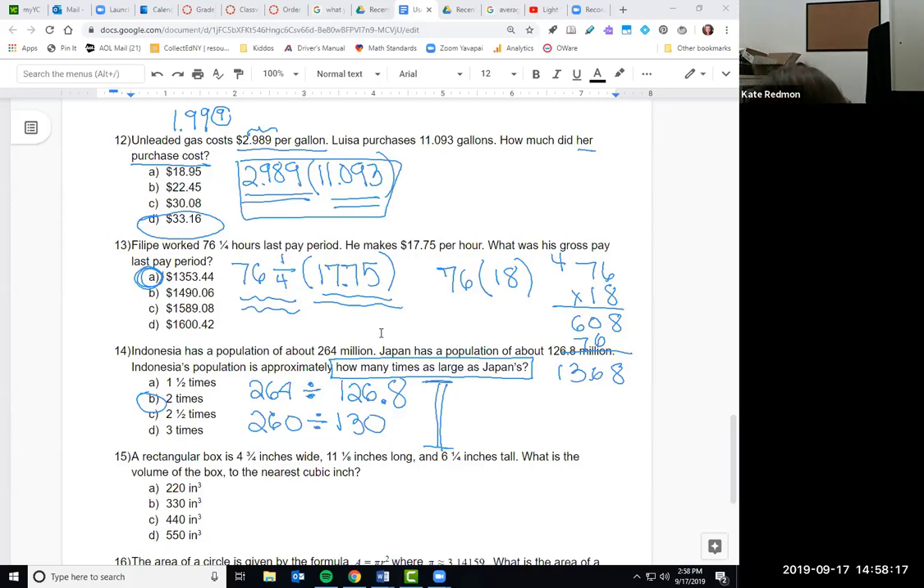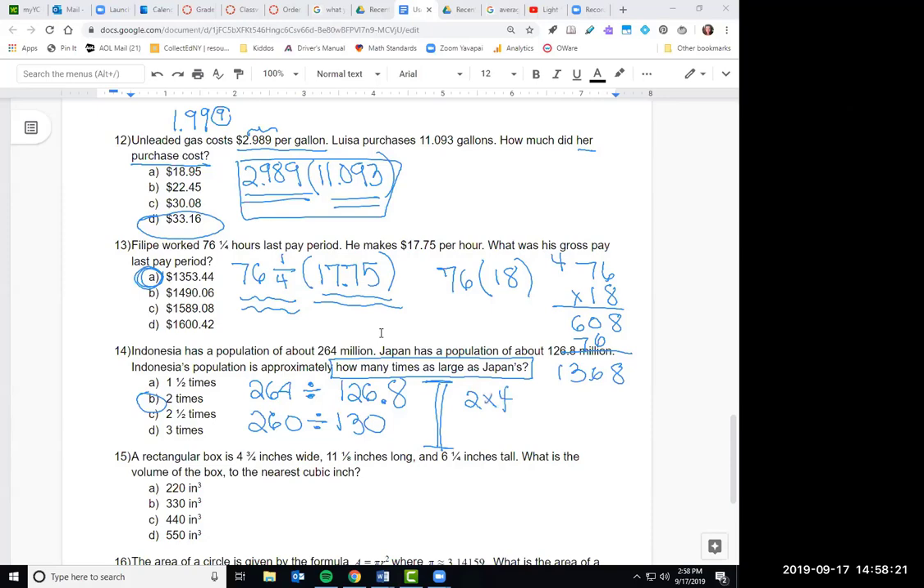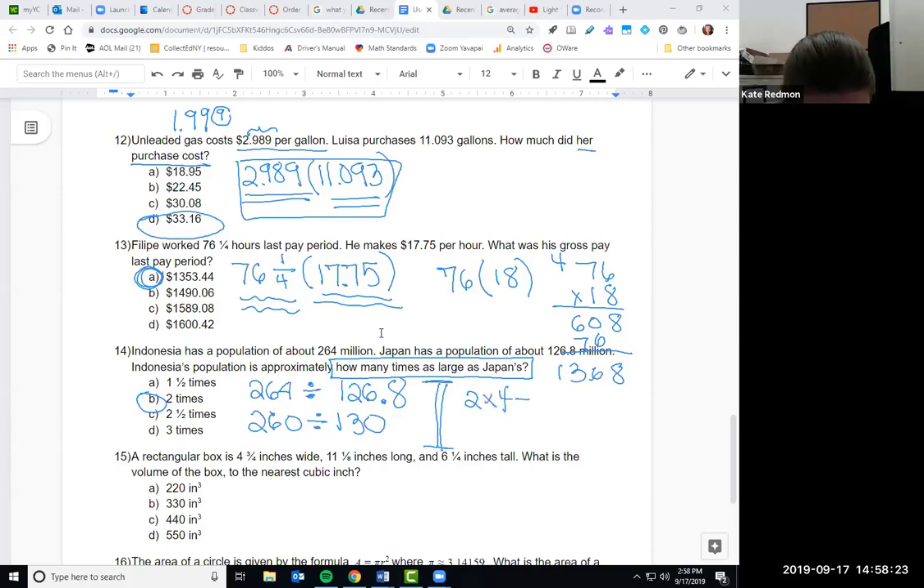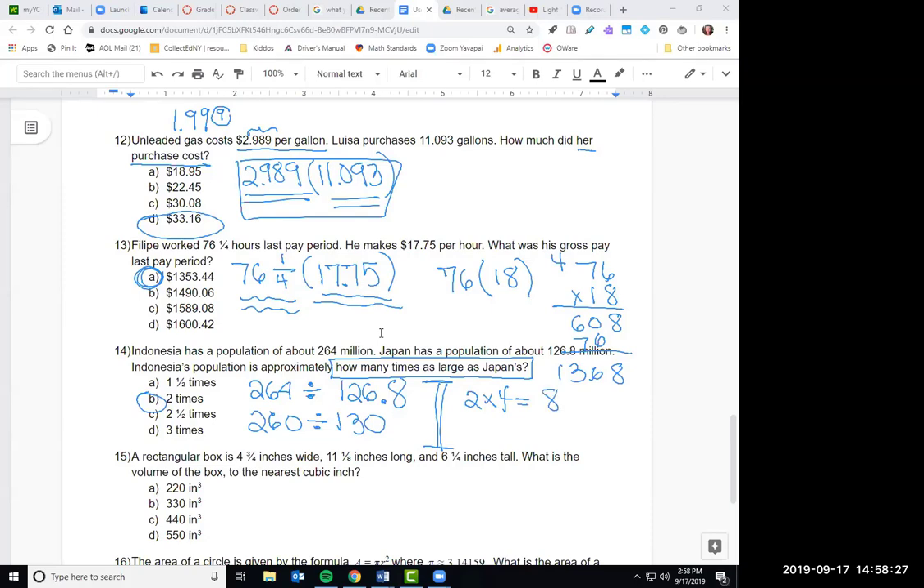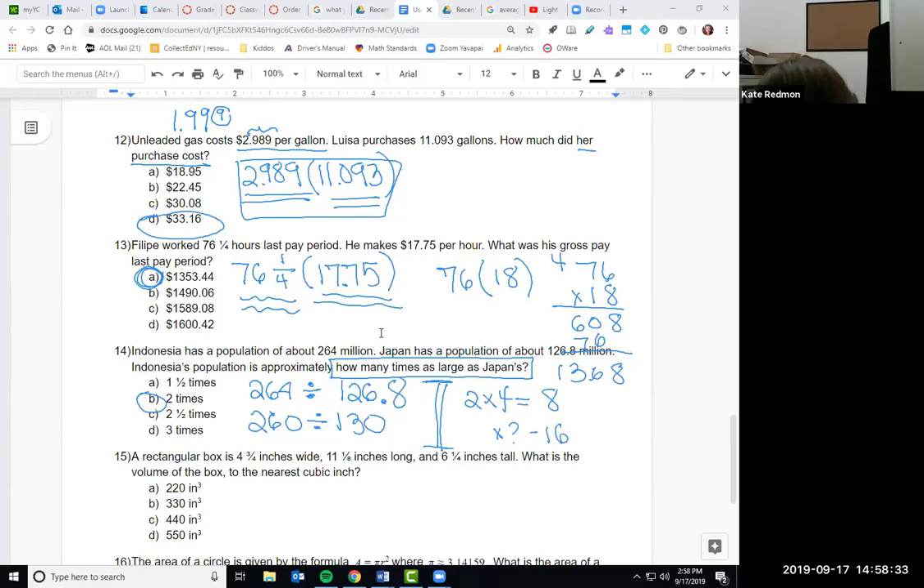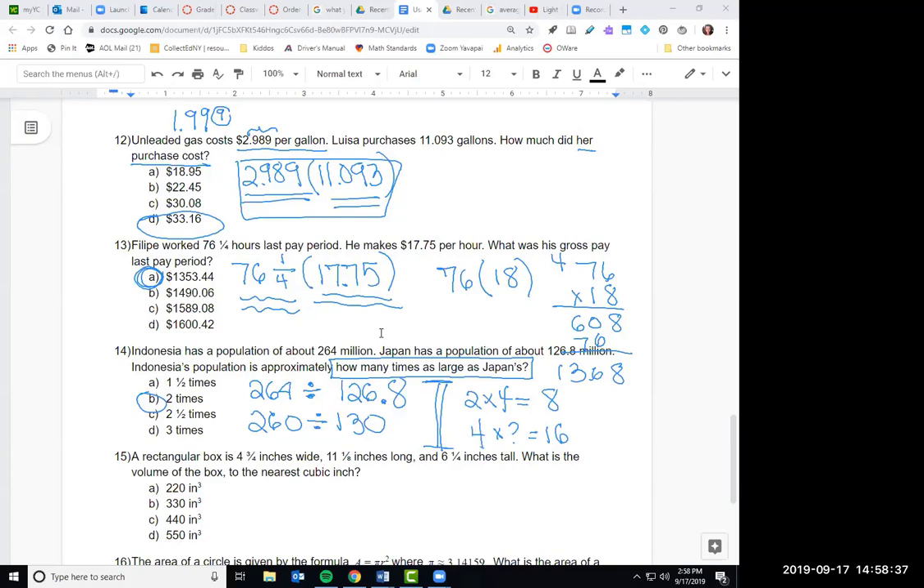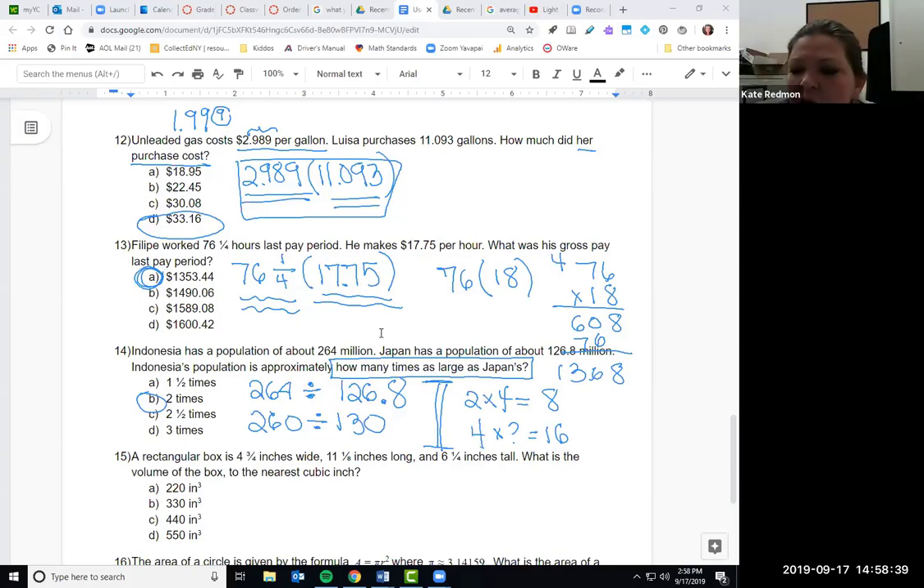Okay, so if I tell you a number is 4 times as big as 2, it's really easy. You're just going to do the multiplication. But what if I say 16 is how many times as big as 4? You guys know what that number is just because you know your times table facts, right? 4 times what is 16?